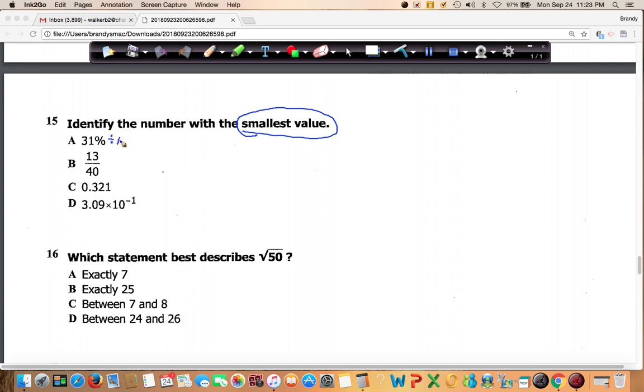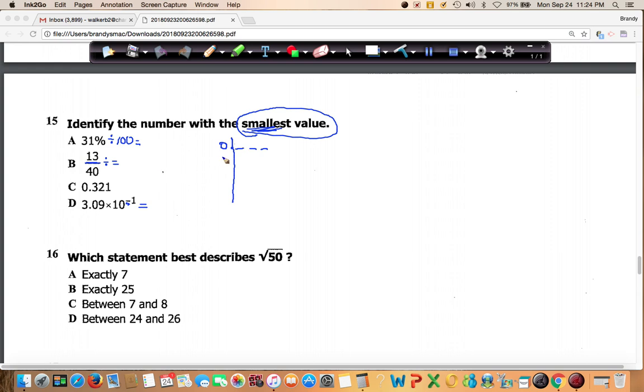31%. You got to divide that by 100. 13/40ths, that means divide. 13 divided by 40, what does that give you? This is already in decimal form. We talked about this negative exponent. So you do it in your calculator, 3.09 times 10, y to the x, 1 negative, then hit equals. Do me a favor, make sure that when you're putting them in order, I would use probably 3 decimal places and make sure all your decimals line up. Then you want to pick the smallest value.